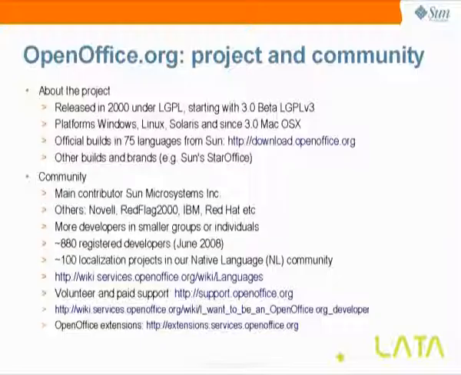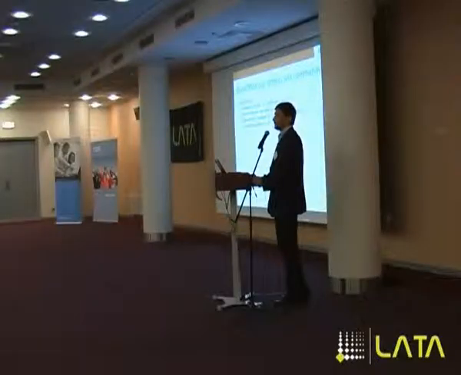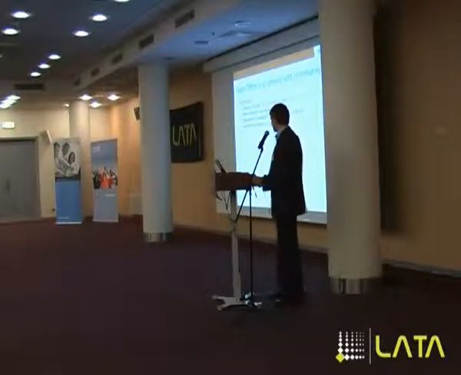Most of the infrastructure of the project is provided by Sun Microsystems, and especially we do all the release engineering. So all builds for OpenOffice you can download from our website in, meanwhile, 75 languages are done by Sun. Other companies or even individuals also provide builds. And so Sun also provides a different build. It's called StarOffice. It's a proprietary brand of OpenOffice. I will mention that later a little bit more.